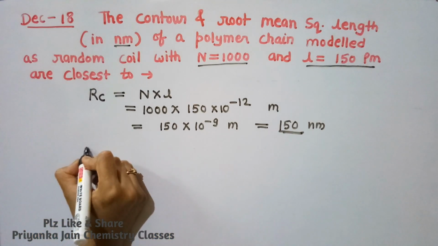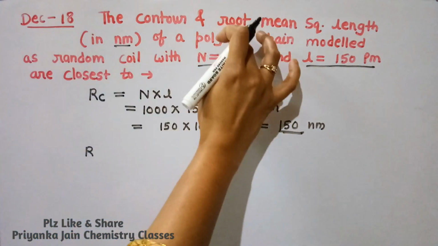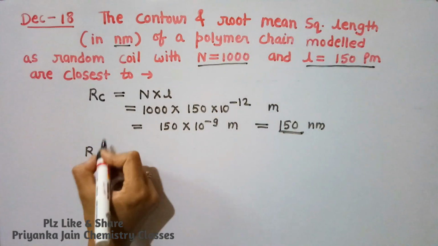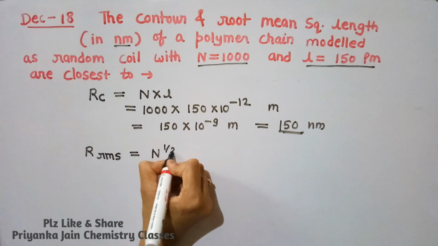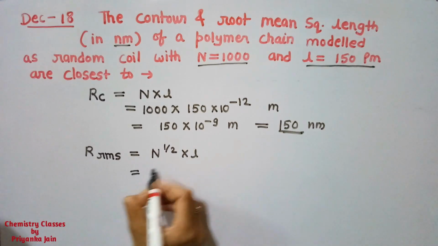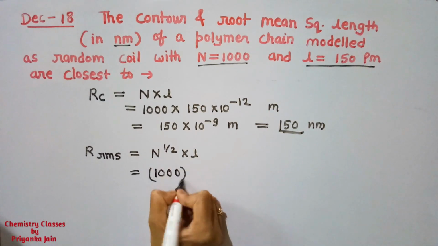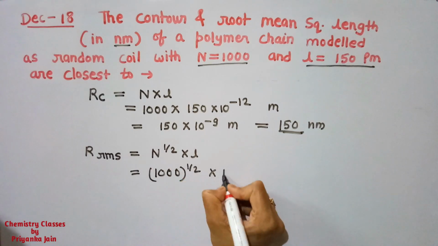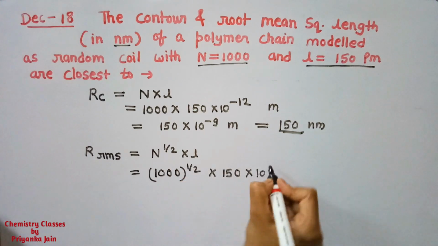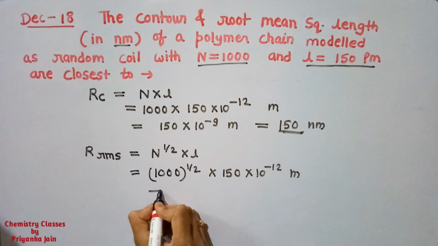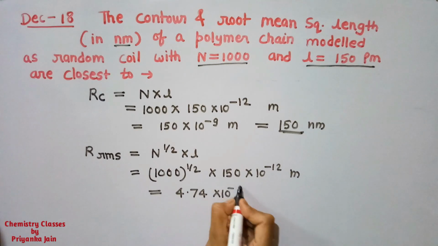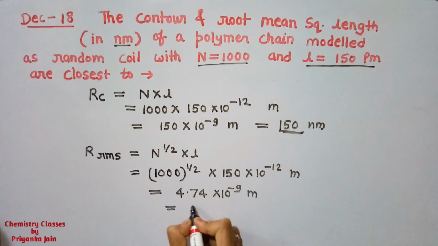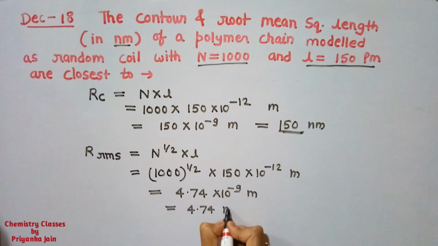Right, now we have to see the second part of the question, root mean square length. For this the formula is n to power half into L. So this will be equal to 1000 to the power half into 150 into 10 to power minus 12 meter. Okay, and when we are calculating it, it will be equal to 4.74 into 10 to power minus 9 meter, or this will be equal to 4.74 nanometer. Okay, so this is our other answer.